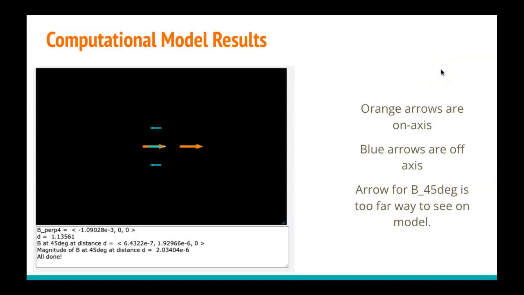Computational model results. The orange arrows are the on-axis, and they go in the same direction of the magnetic dipole moment. The blue arrows are off-axis and go in the opposite direction, and the arrow here for the magnetic field of the 45-degree is too far away to be seen on the visual model.